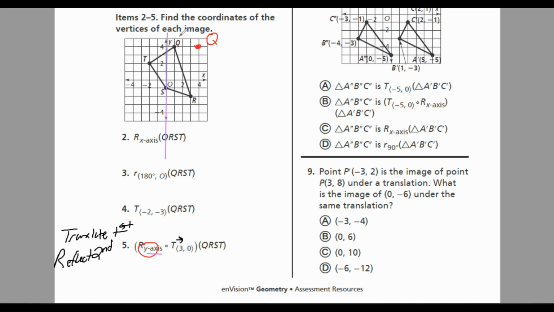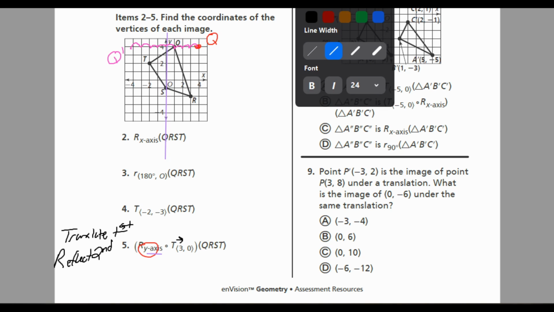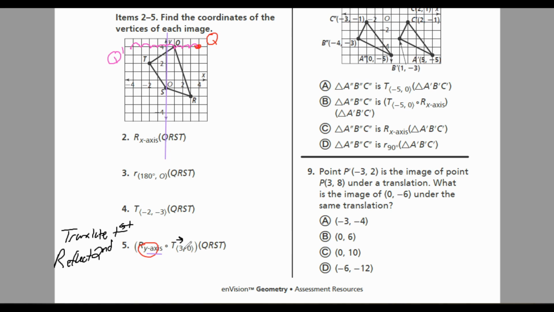Now we know how far away are we from Q. Q from y-axis, so that's 1, 2, 3, 4. It's 4 to the right. That means it needs to be 4 to the left. 1, 2, 3, 4. And this gives me Q prime. That's where we're actually going to stop. We're going to do the same thing. We're just always going to move it 3 to the right and then flip it over the y-axis.